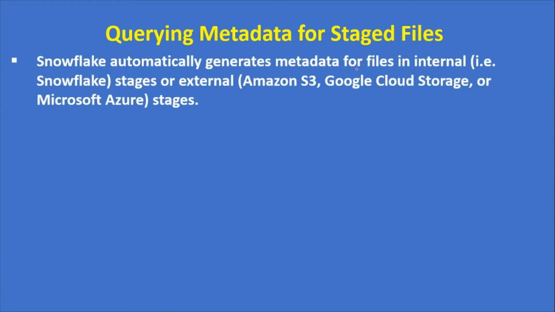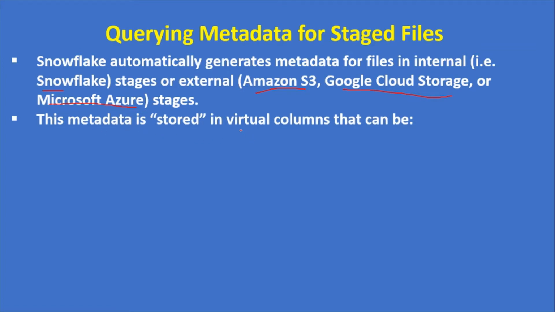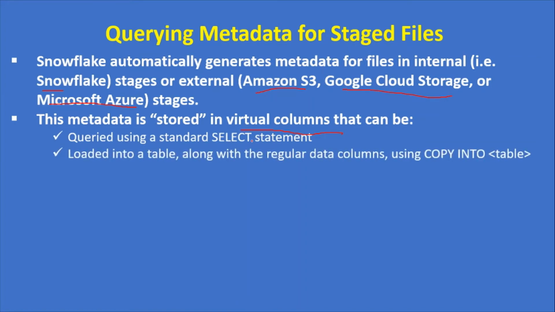Snowflake automatically generates the metadata for the files in internal stages or external stages. Here, internal stage is nothing but Snowflake, and external stages are Amazon S3, Google Cloud Storage, or Microsoft Azure container. This metadata is stored in virtual columns that can be queried using a standard SQL statement or loaded into a table along with the regular data columns using the COPY INTO table command.